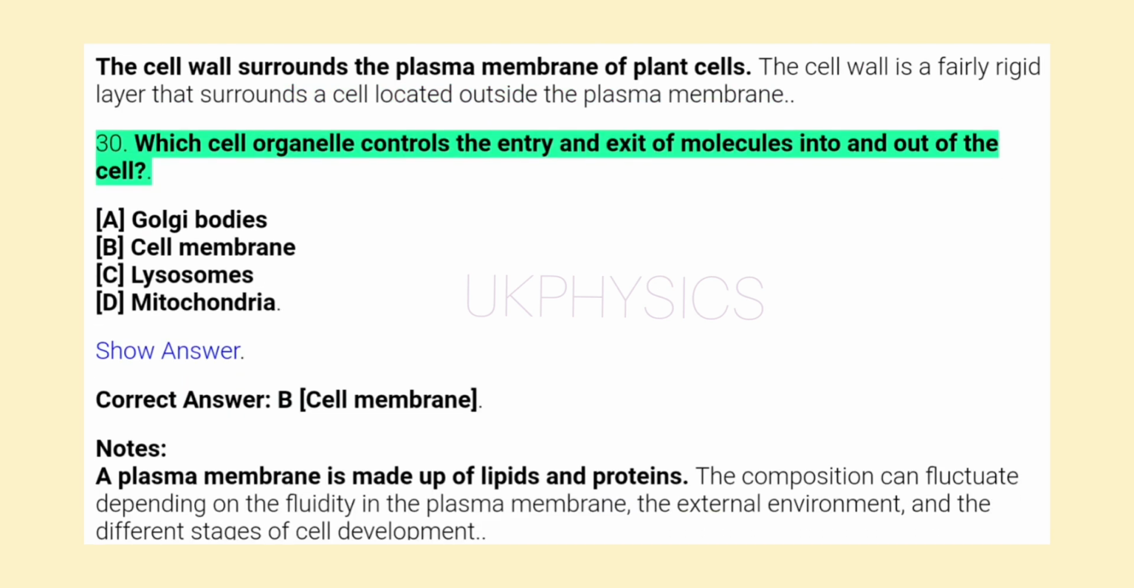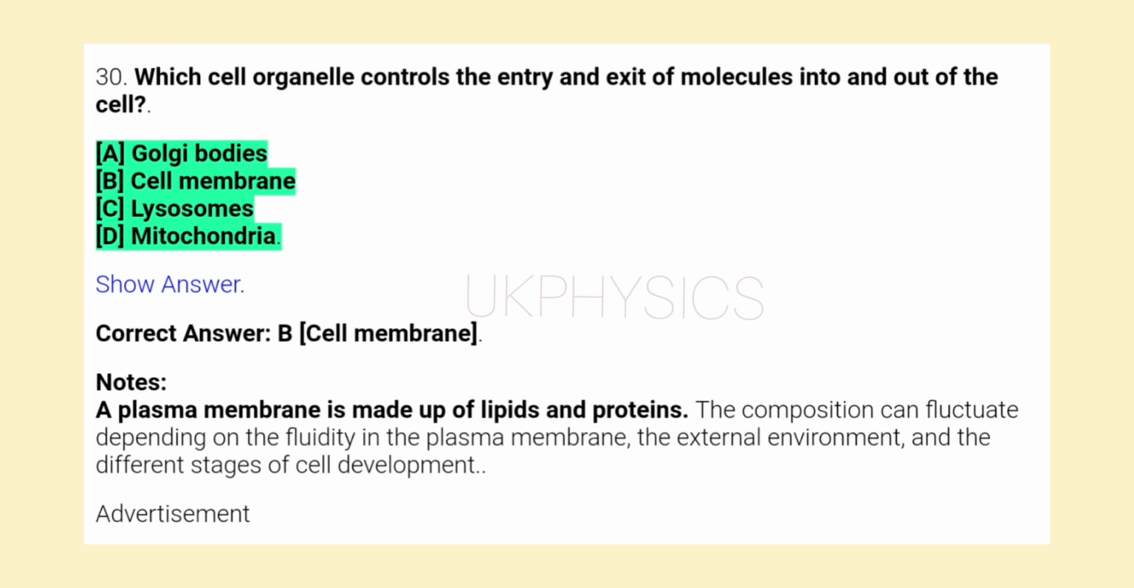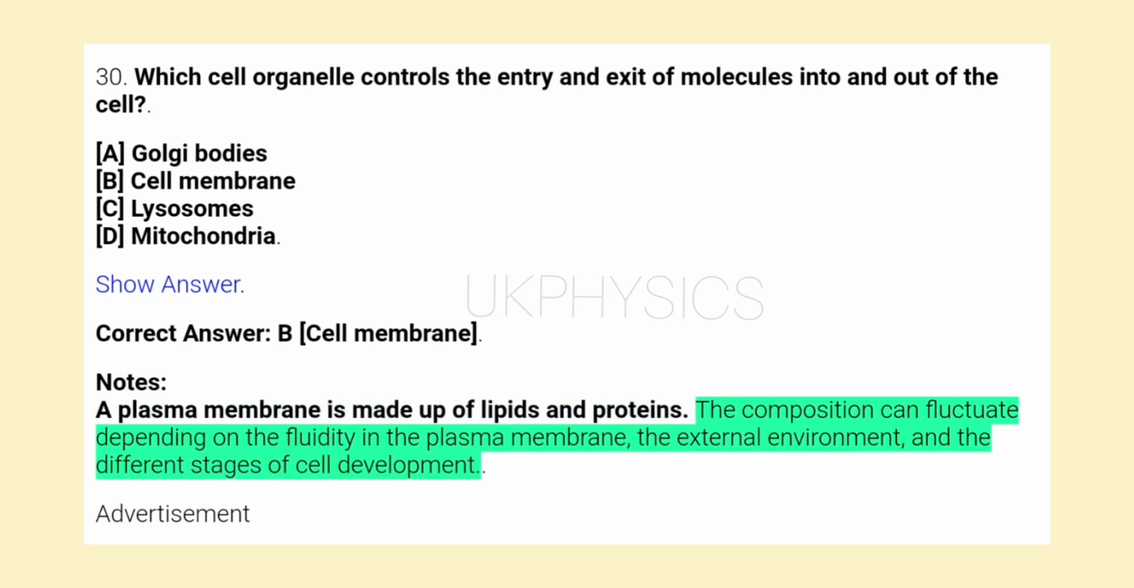30. Which cell organelle controls the entry and exit of molecules into and out of the cell? A. Golgi bodies, B. Cell membrane, C. Lysosomes, D. Mitochondria. Show answer. Correct answer, B. Cell membrane. Notes: a plasma membrane is made up of lipids and proteins. The composition can fluctuate depending on the fluidity in the plasma membrane, the external environment, and the different stages of cell development.